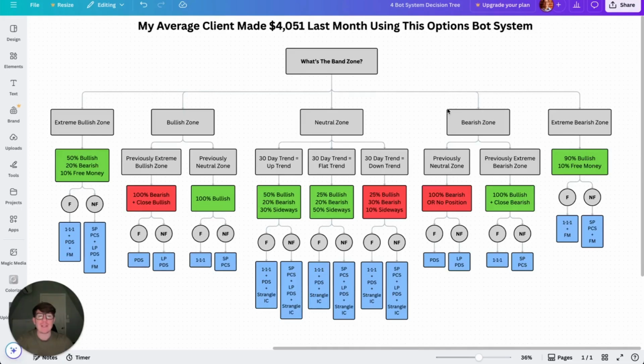Anyways, that is the 4-bot system that I have taught my clients that they've been using and been able to implement to generate consistent income. Why? Because the outcome is not predicated on one single strategy and one good market. It adjusts to what the market is doing, and it's super clear what to do at any point.